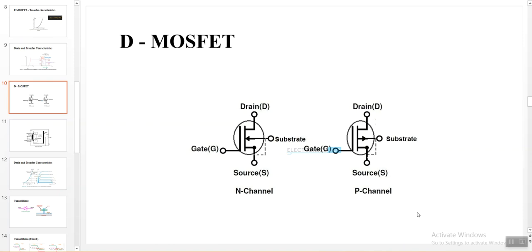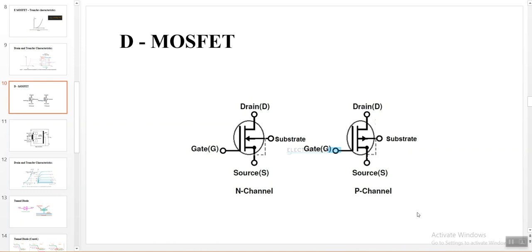In this lecture we are going to see about depletion mode MOSFET. You already know what is a MOSFET, metal oxide semiconductor field effect transistor. In the previous session we saw about enhancement mode MOSFET, N-channel enhancement mode MOSFET. So if you understand N-channel enhancement mode MOSFET, understanding or writing about P-channel MOSFET won't be difficult. The same goes to depletion mode MOSFET.